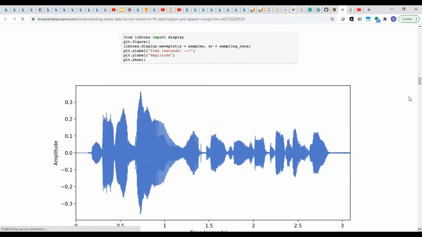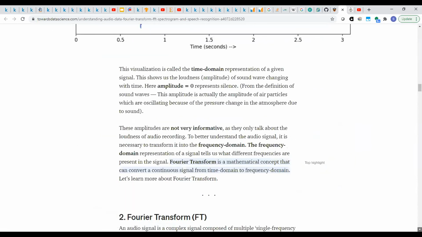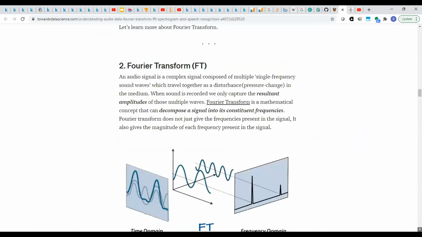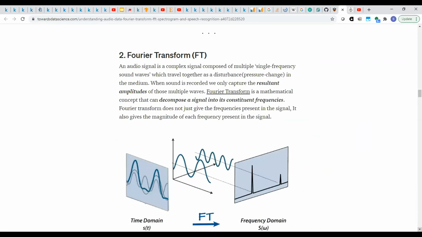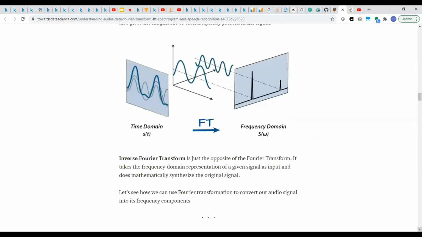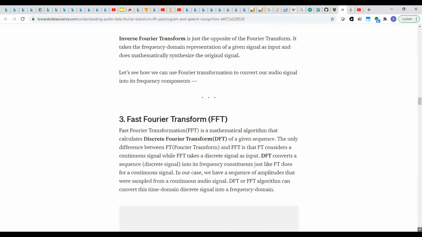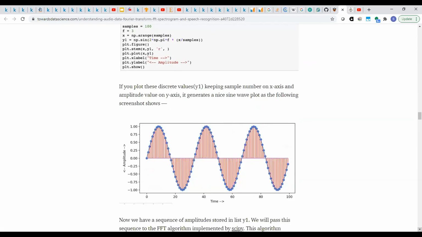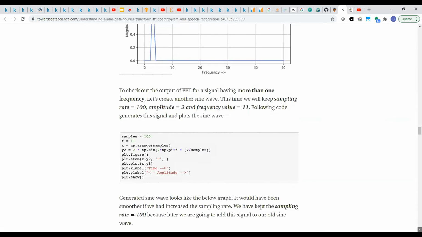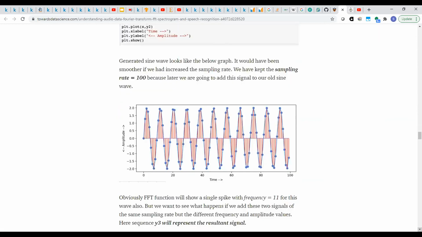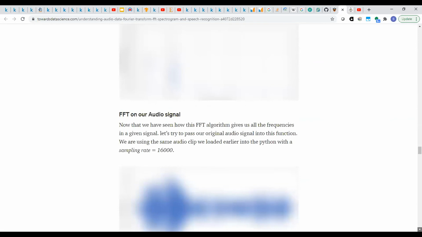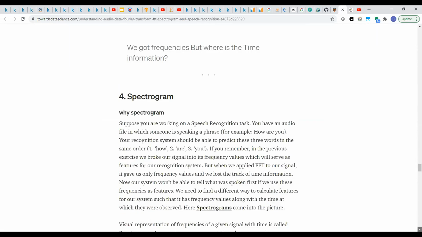So this uses Librosa to show the amplitude of a sound wave versus time, in the time domain, and then you use the Fourier transform to take every amplitude to the frequency domain and figure out what frequencies make up the wave that you're seeing. And then this guy takes you through a fairly good explanation of what that looks like, what FFT is, and also what a spectrogram is.